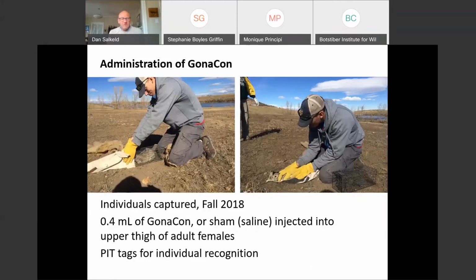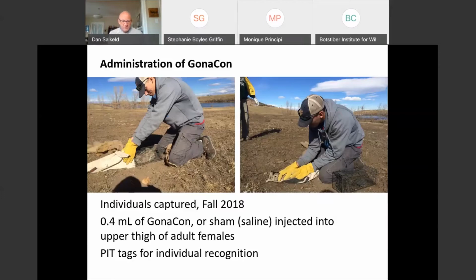So what we did was essentially to test this in a real world setting. So we captured individual prairie dogs in the fall of 2018 on 3 different prairie dog colonies. And we injected GonaCon, 0.4 milliliters, into the upper thigh of adult females. And then we had some reference sites. So we treated them with a sham vaccine, so saline without the GonaCon, so that we could work out whether the procedure was having the impact or not.